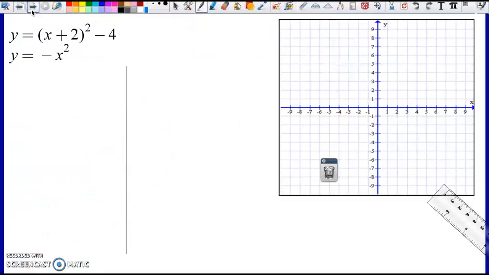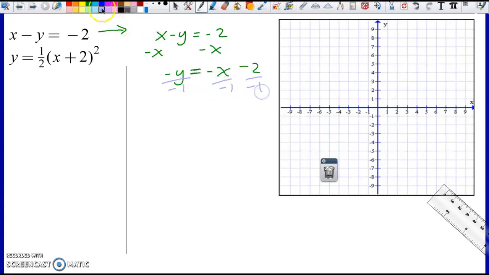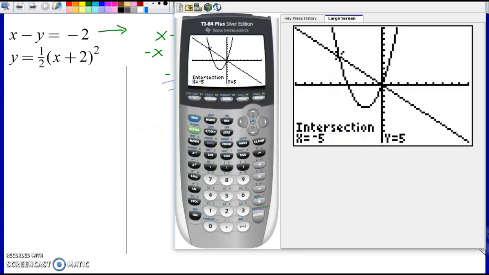Let's go ahead and do that one more time to finish the video. Now notice that these graphs aren't necessarily super nice. So I have to solve for y first on this graph. I have x minus y equals -2. If I subtract x over to the other side, I get -y equals -x minus 2. If I divide everything by -1, now I have it solved for y, and y equals x plus 2. And so now I can graph these both in my graphing calculator.